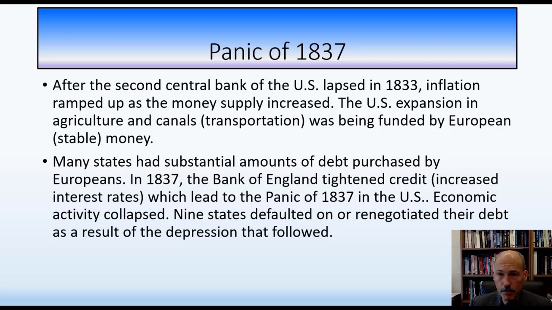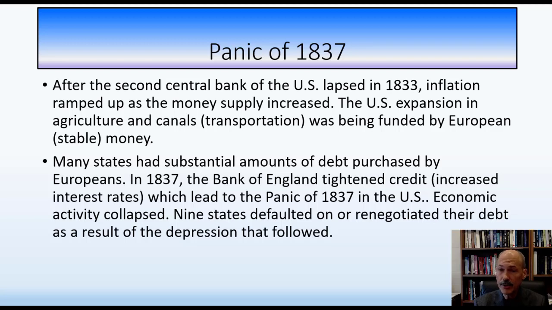Not per se this particular event, but this event sounds similar to what we're going to see later on. After the Second Central Bank of the U.S. lapsed in 1833, inflation ramped up as the money supply increased. The U.S. expansion in agriculture and canals, basically transportation, was being funded by European money, which is relatively more stable than our money.